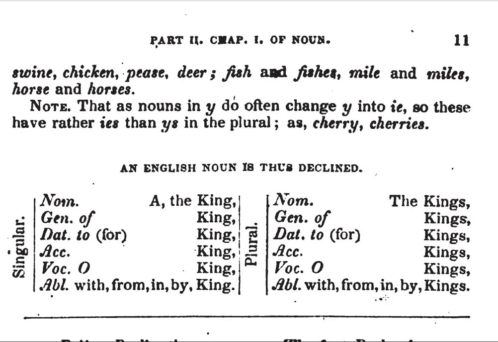An English noun is thus declined in the singular: nominative, a king or the king; genitive, of a king, of the king; dative, to the king or to a king or for the king; accusative, a king or the king; vocative, o king; ablative, with a king or with the king, from a king or from the king, in the king or in a king, by the king or by a king. And the plural just has the S added, otherwise it's identical.